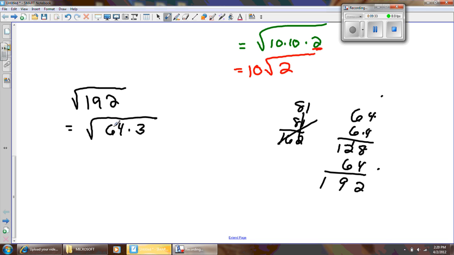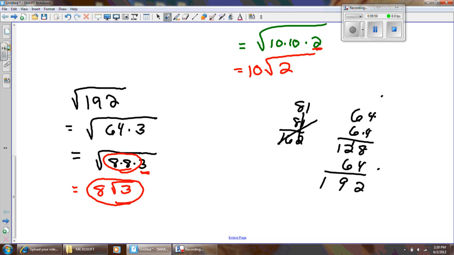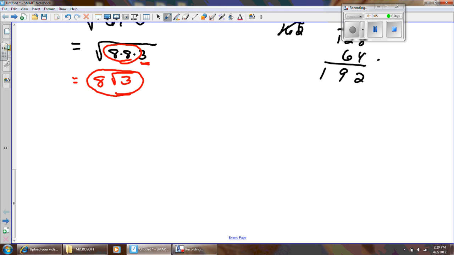I know that rad 192 can be broken down into 64 times 3. Now I know 64 is a perfect square, so I can break this down further. Rad 8 times 8 times 3, like this. All right, and look at that. I've got a date. My 8s can go out on a date. This pair of 8s can leave the house and go out on one date. 3 is left at home washing his hair. 8 rad 3 is the simplification of rad 192. This is pretty easy stuff. It's easier if you know your multiplication facts.